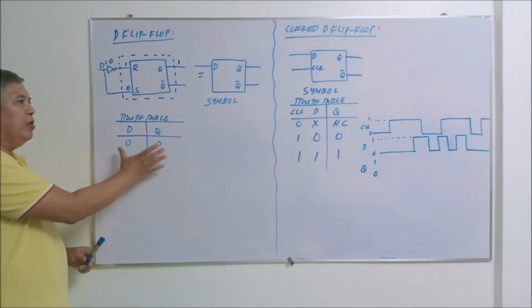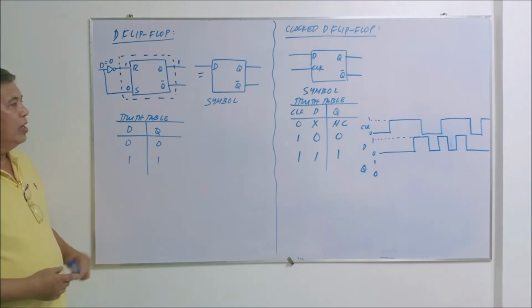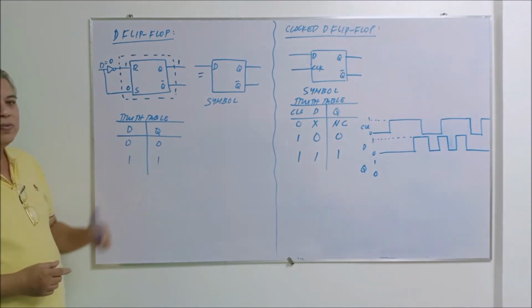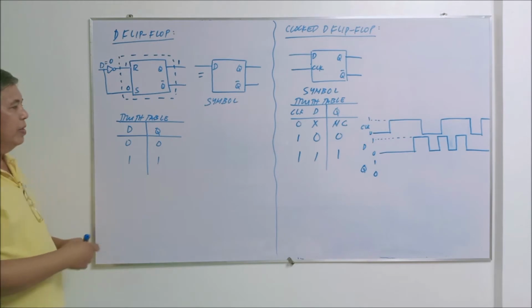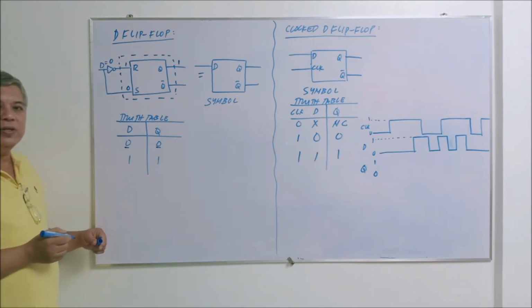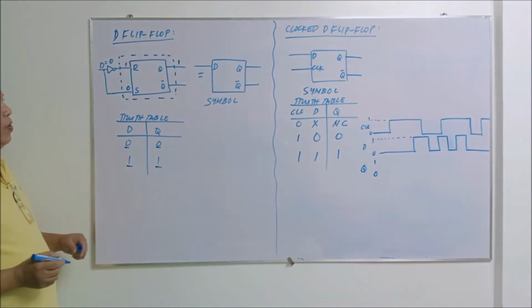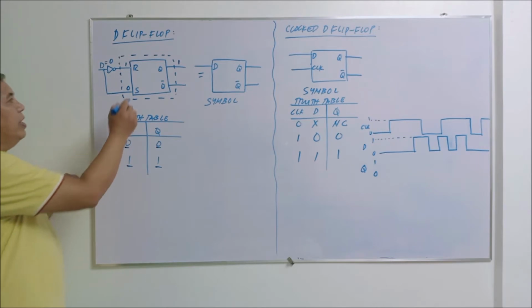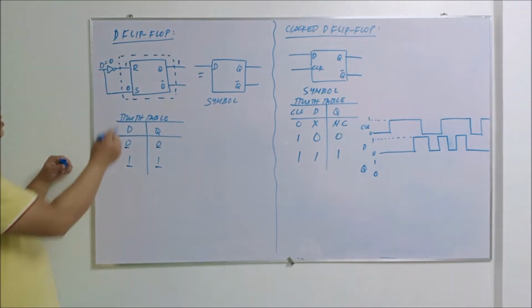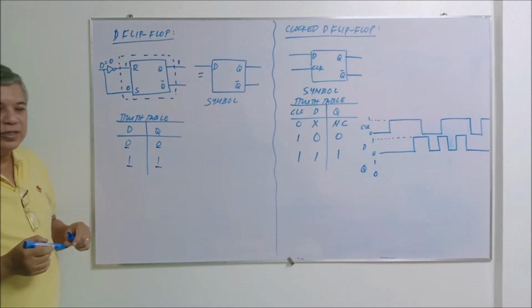Okay? So this will be your truth table, a very easy interpretation of the operation of the D flip-flop. We have, if D is equal to 0, Q will be equal to 0. And if D is equal to 1, then Q becomes 1, no? Because S implies Q. Why? Because D here is directly connected to your S.